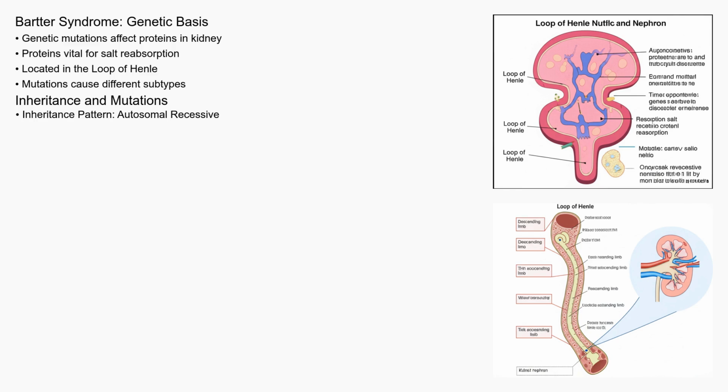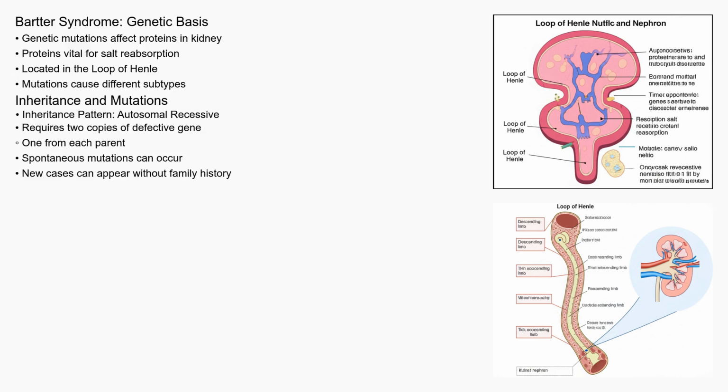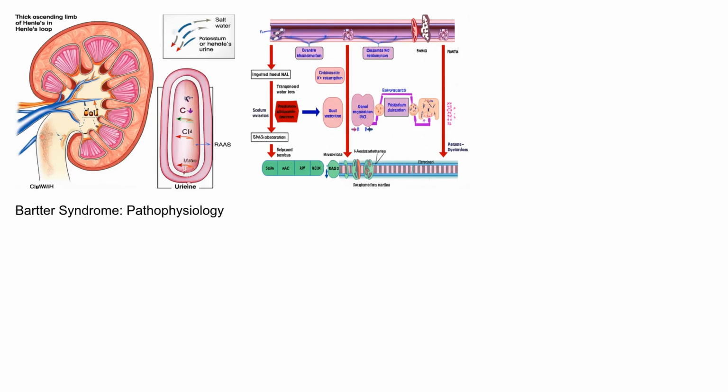Inheritance is autosomal recessive, meaning that an individual must inherit 2 copies of the defective gene, one from each parent, to develop the syndrome. While the condition itself is genetic, spontaneous mutations can occur, leading to new cases within families without a prior history.